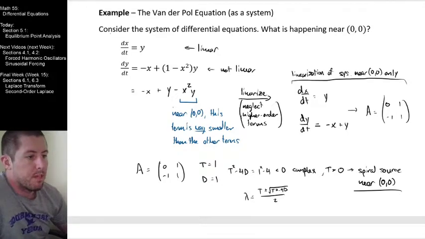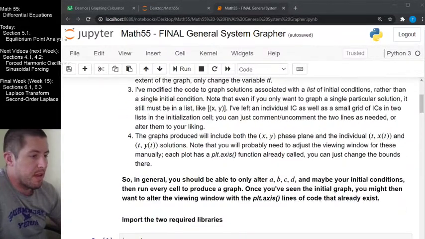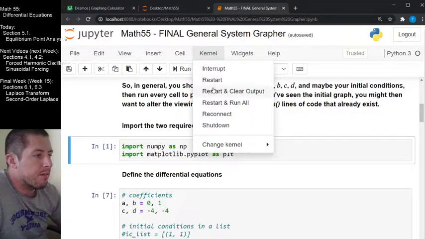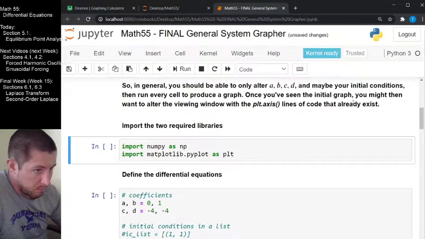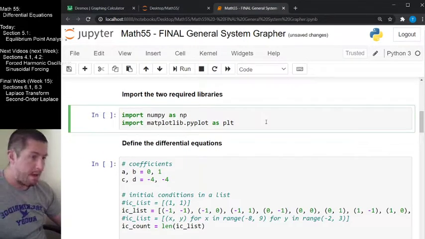So what I'm going to do is go to our Python grapher over here. So here's our Python grapher, the general system grapher that I shared with you guys. And so here's what I'm going to do. Let's maybe just refresh this here. Let's restart and clear all output. There we go. We're restarted here. It's got no numbers over here. So I'm going to run my library imports.